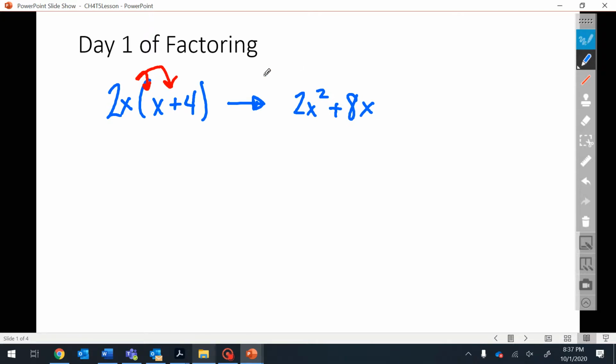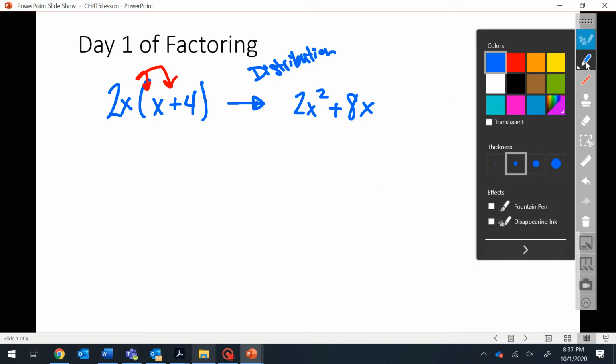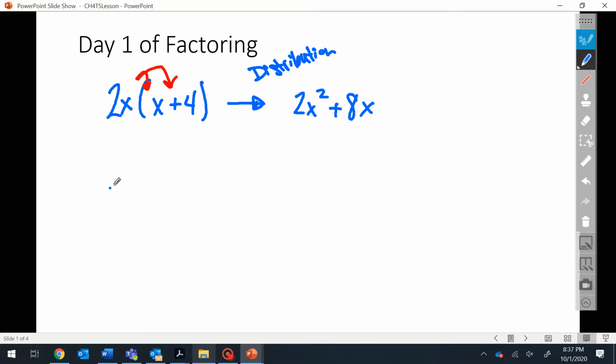Now, this is called distribution. What we're going to be looking at today is going to be the opposite. We're going to start with something like 2x squared plus 8x, and we're going to factor the 2x out, and we're going to be left with x plus 4. So going from this multiplication to just two terms here, that's distribution. But here, we took a 2x out of both terms. This is called factoring.